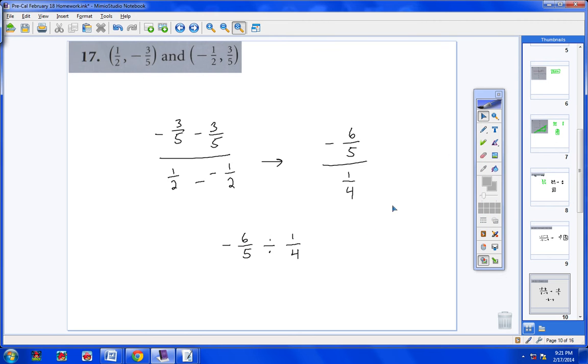Now remember, whenever you're dividing fractions, you change it to multiplication and you flip the fraction. So your 1 would be in the denominator and your 4 right here would be in the numerator. So there we go. Now let's go ahead and multiply, and you would end up with negative. A negative times a positive is negative. 6 times 4 is 24, and 5 times 1 is 5. So the slope for number 17 would be, and it looks like I might have made a mistake, which happens sometimes. Hold on one second here.